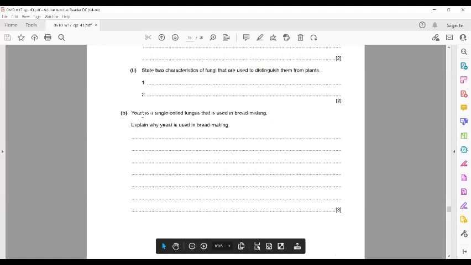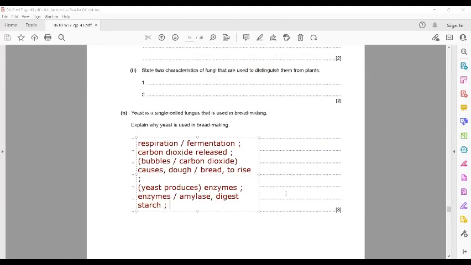Again, it has three marks, so we have to mention three things. It does respiration, and or fermentation, producing carbon dioxide. And of course, alcohol is also produced, but that's not the purpose why we are using this. We are using it because of the carbon dioxide. Carbon dioxide gas forms bubbles and it causes the dough to rise or become more fluffy. The yeast produces enzyme, and the enzyme digests the starch. So it makes the bread softer and more digestible.